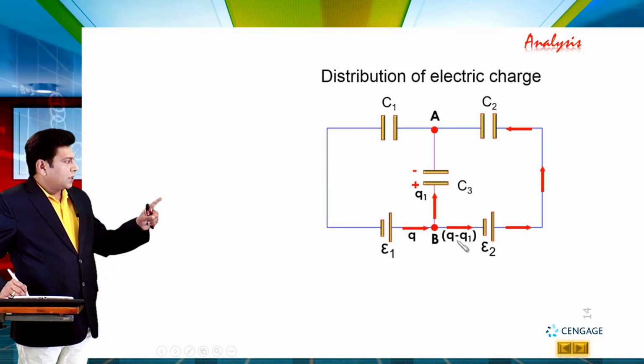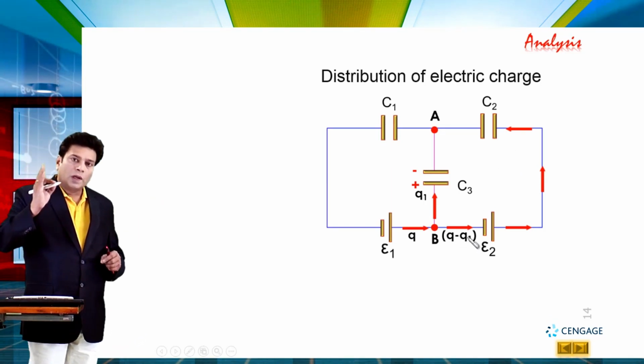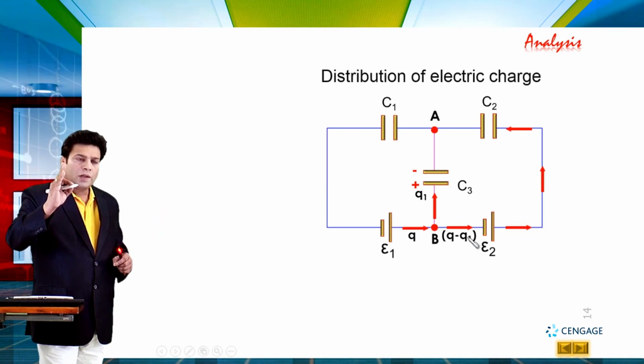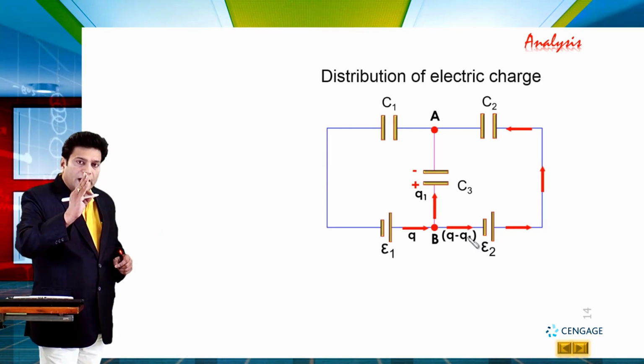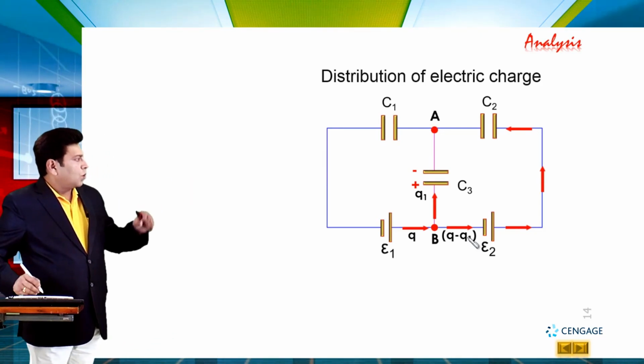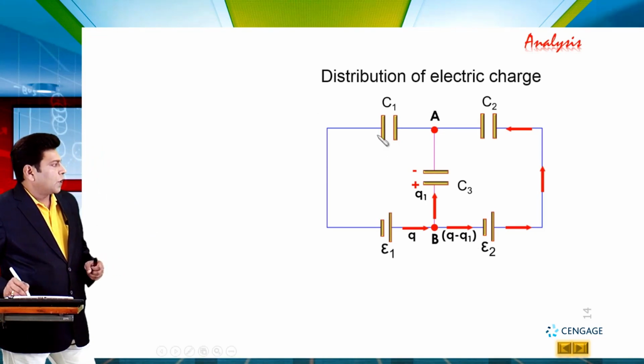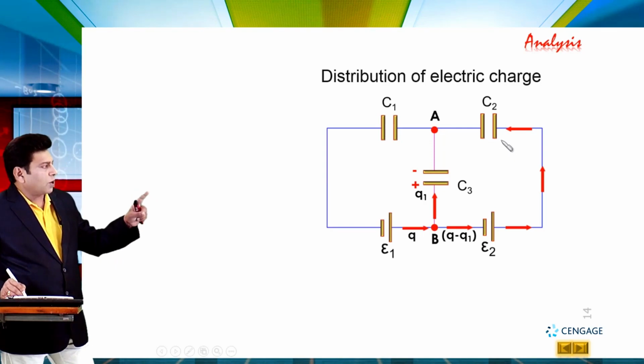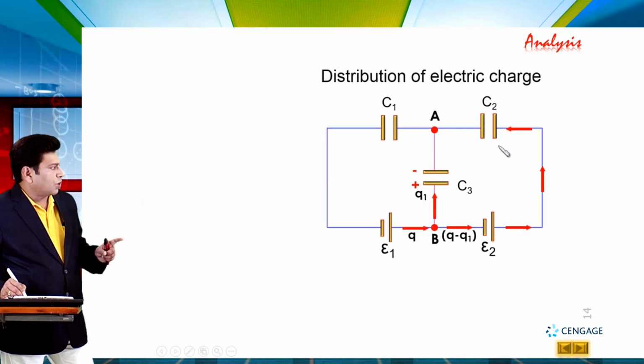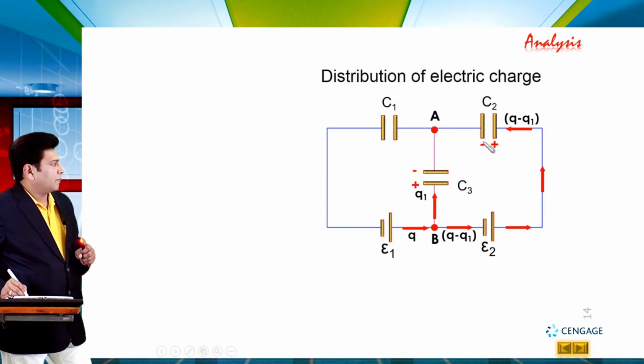You know, this charge is Q minus Q1. Then Q minus Q1 charge will reach to the right side plate of the battery. So this battery will become positively charged. This plate of the capacitor will become positively charged and facing plate is negatively charged.